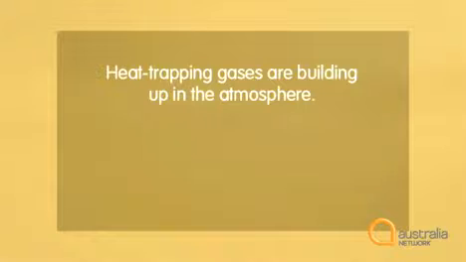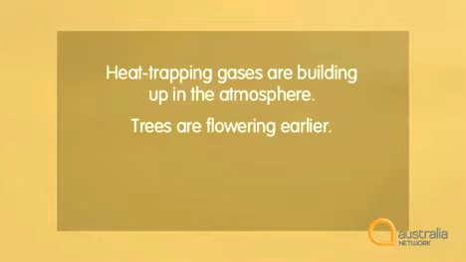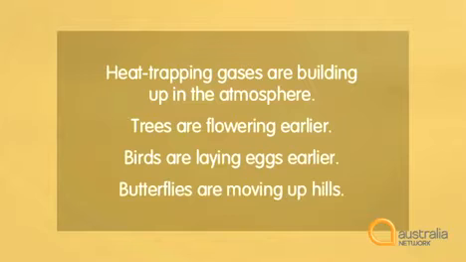Listen. Heat-trapping gases are building up in the atmosphere. Trees are flowering earlier, birds are laying eggs earlier, and butterflies are moving up hills. From the sequence of information, we realise that birds are laying their eggs earlier because gases are making the earth warmer. So a simple list of statements can show a cause and effect relationship. But there are other ways too.